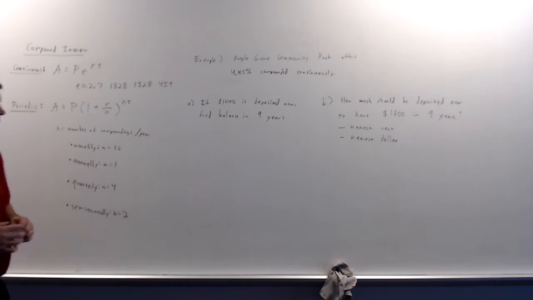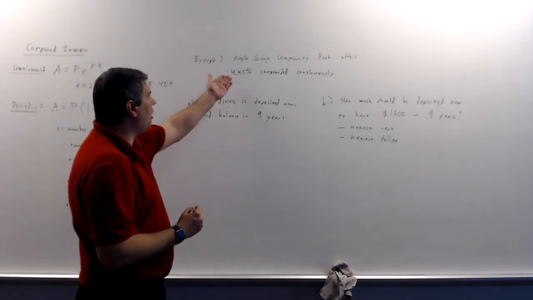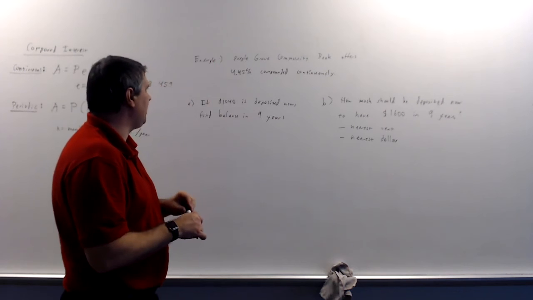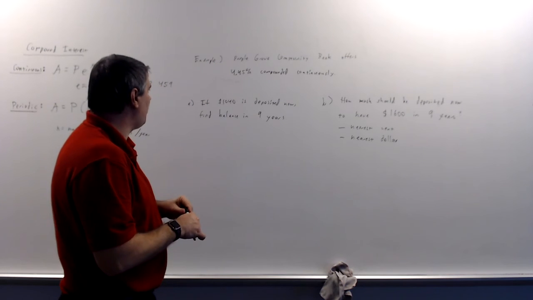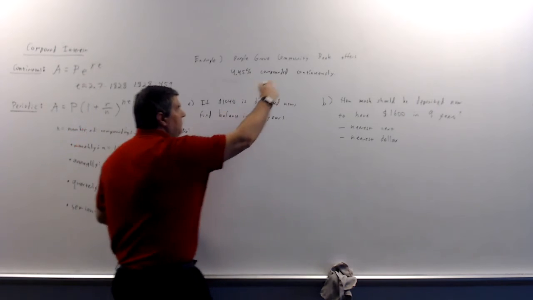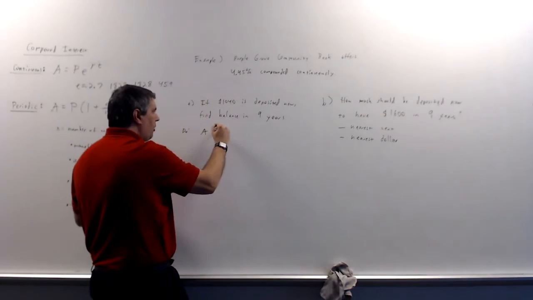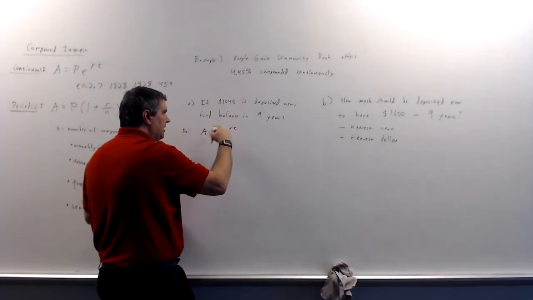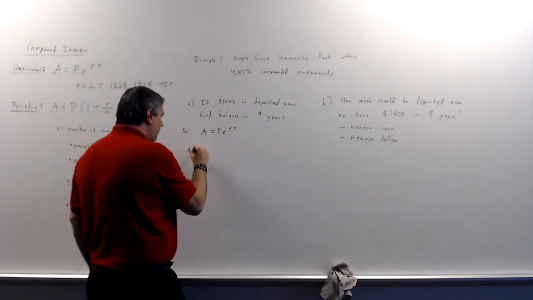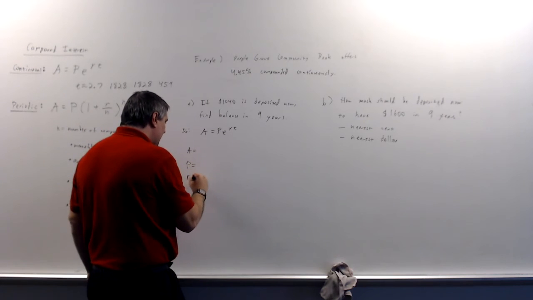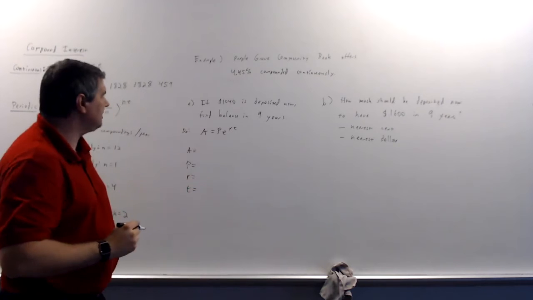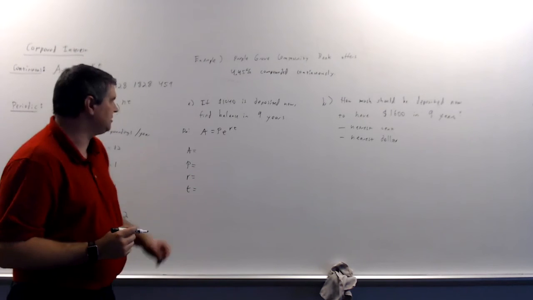Okay? So, Purple Grove offers 4.45% interest compounded continuously. If 1,040 is deposited now, find the balance in 9 years. It says it's compounded continuously, so the appropriate formula is the continuous compounding formula. Now before I start plugging things in, I try to identify what the variable values are, because sometimes it's not as simple as it seems.